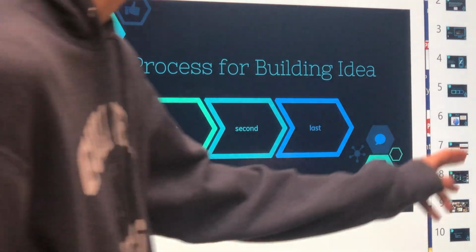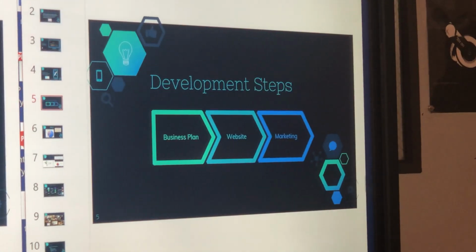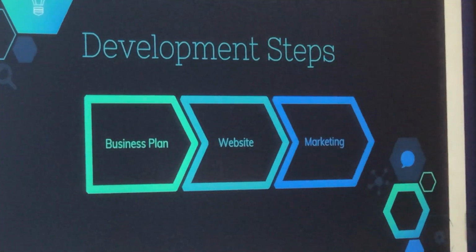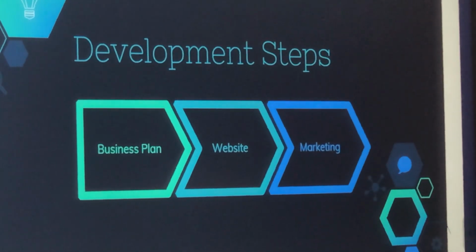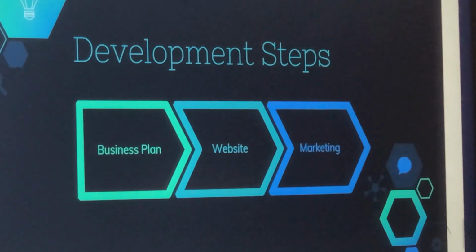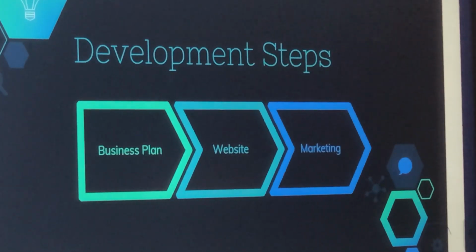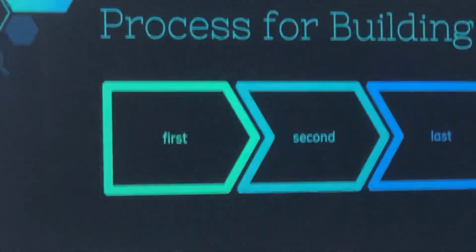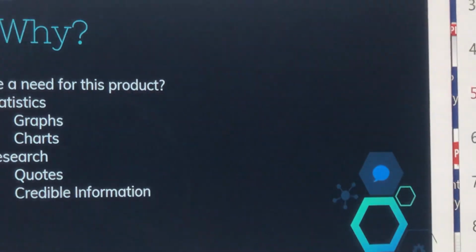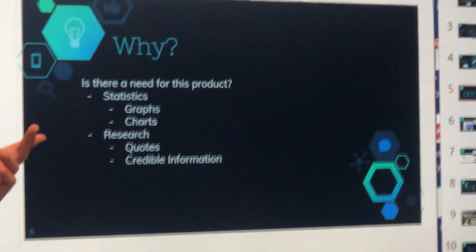To give you a better idea of what I mean by process, here's the Kickstart one, the development steps. In the case of Kickstart, we created a business plan, then we created our website, which was our product, and then we went into marketing, so promoting ourselves, advertising, and networking. You can come up with your own plan, and I would recommend you split it into three steps to prevent confusion or creating too complex of a plan. There you go, and then of course, why. This is probably the most important slide.